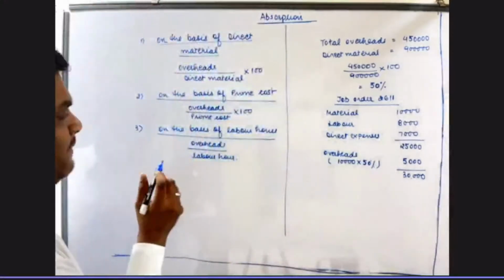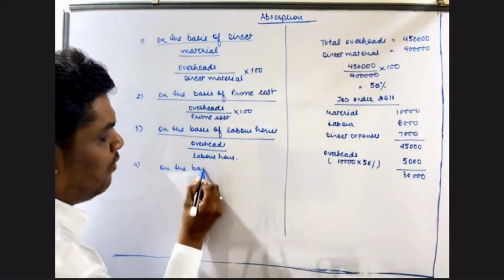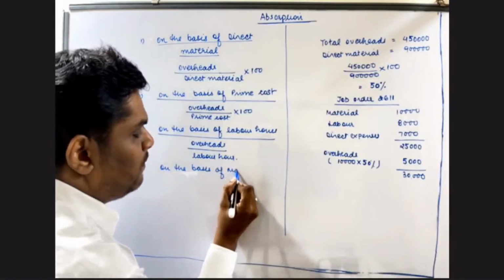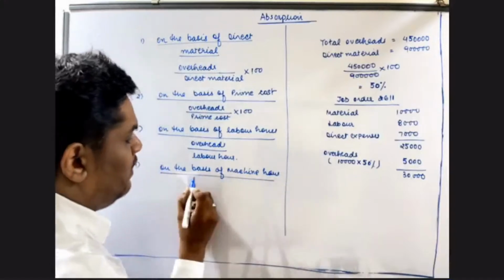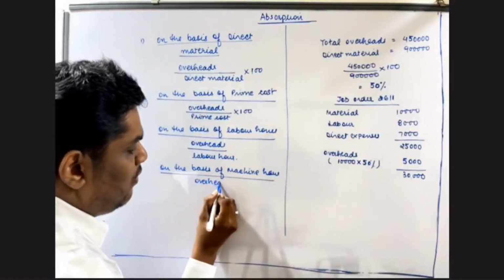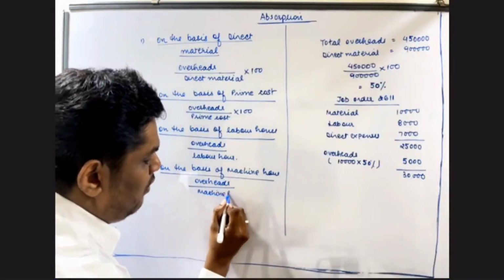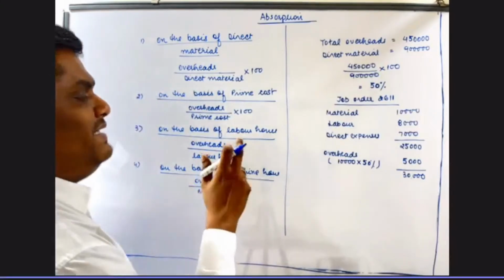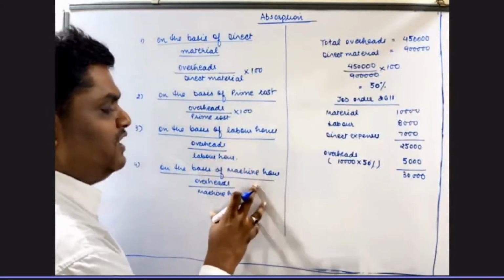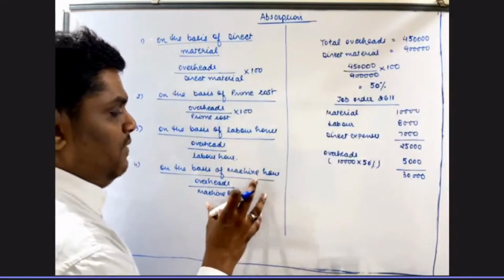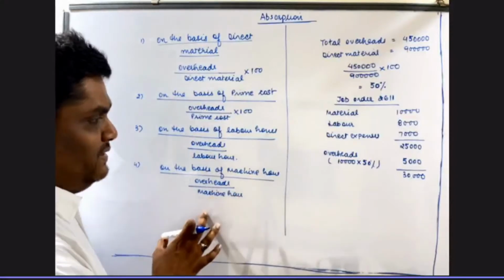Further, it can be absorbed on the basis of machine hour also. That is, overheads divided by machine hour. If the department is labor intensive, then we absorb the overheads on the basis of labor hour. If the production department is machine intensive, mostly on the basis of machine work, we will absorb the overheads on the basis of machine hours.